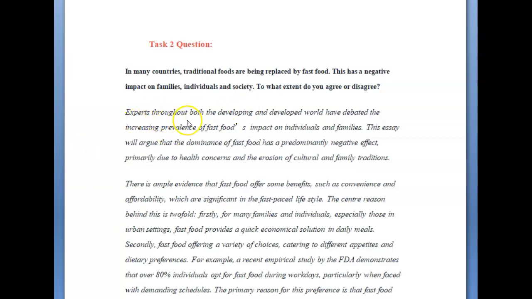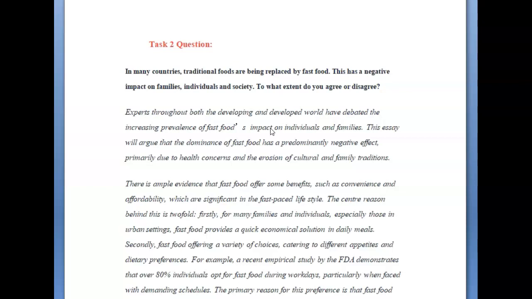The increasing prevalence of fast food's impact is an awkward expression. It doesn't really say what I think you're trying to say. It's not the prevalence, it's the increasing impact. So not the prevalence of its impact, but the increasing severity of the impact. You could have said that. So severity would have been a good word here.